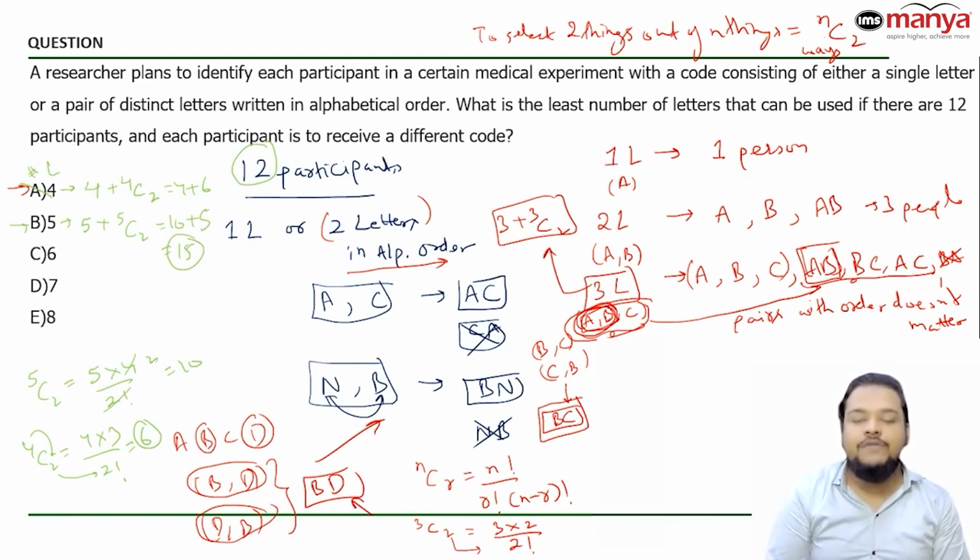And why will it not be 4? Because with 4 letters, I can represent only 10 participants, right? So my work will not be done. That's why I need to increase one more letter. And from 5 letters, I will be able to code 12 participants. In fact, I was able to code up to 15 participants if I had 5 letters. Hence, option B is my answer.